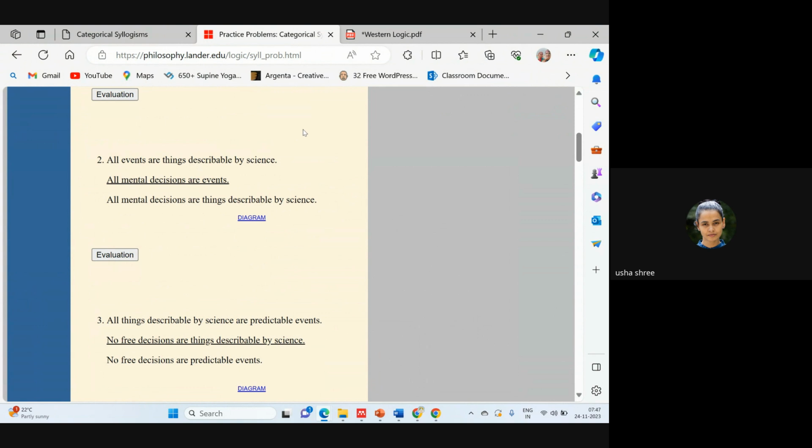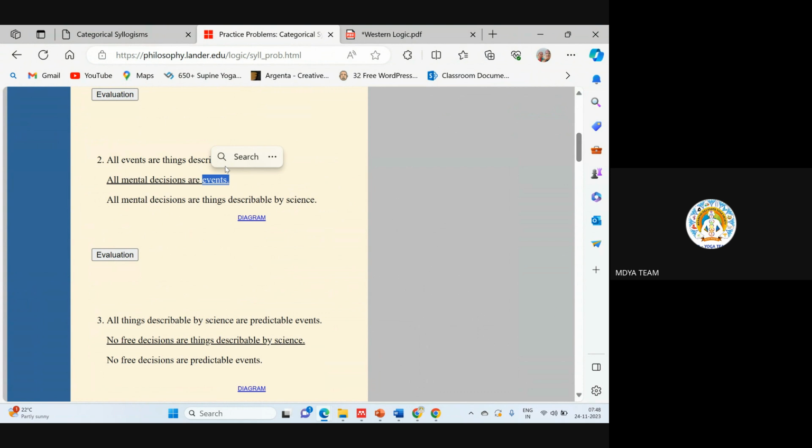And in that you are asking for the major term, right? Major term, minor term, and middle term. So major term by the definition is the predicate in the conclusion. The predicate in the conclusion of "all mental decisions are things describable by science" is "things describable by science." That is the major term. Minor term is mental decisions. And middle term is events. Yes, very good.